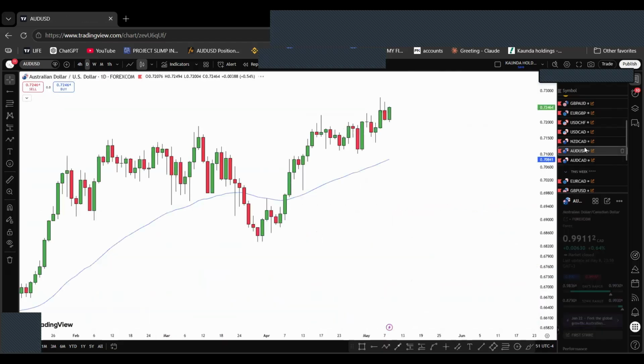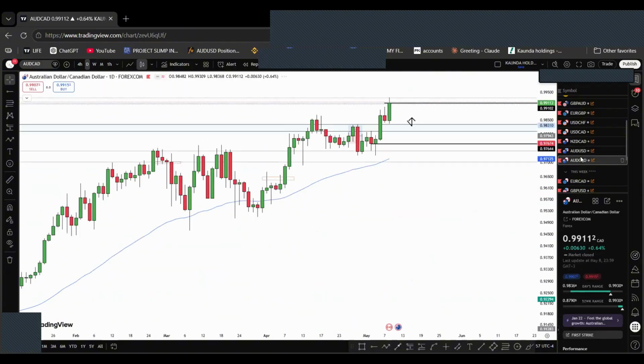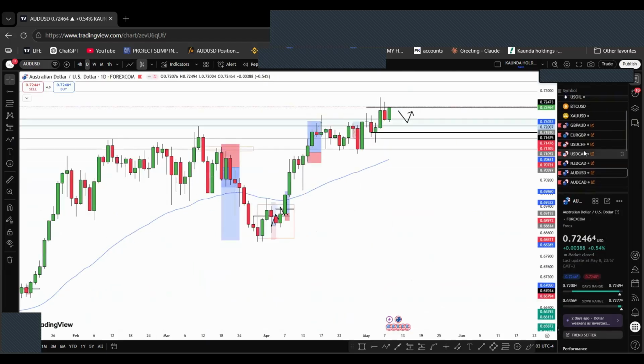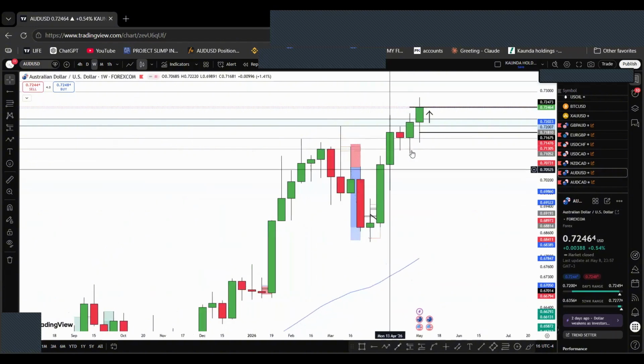And same with AD USD. But all these are in the same direction. I'll pick AUD USD.